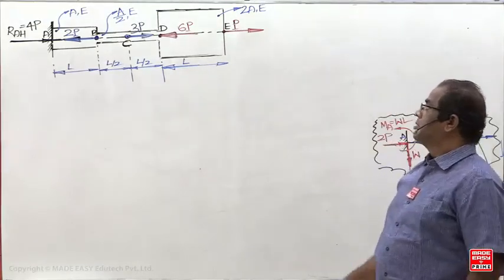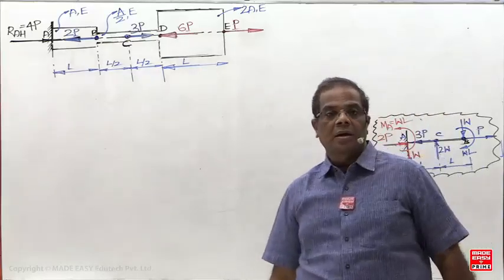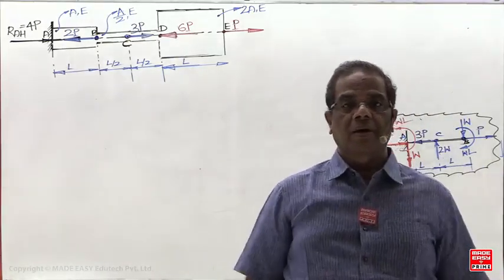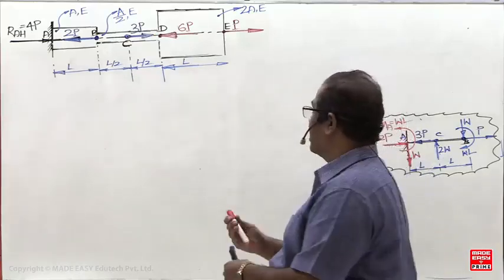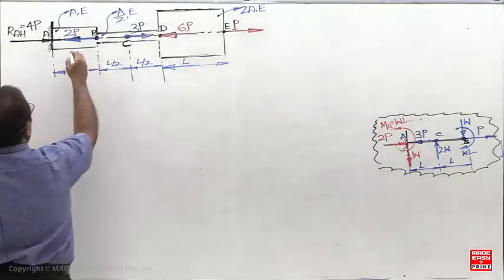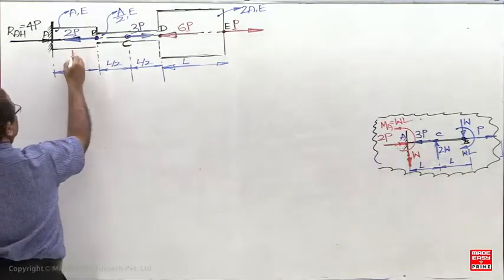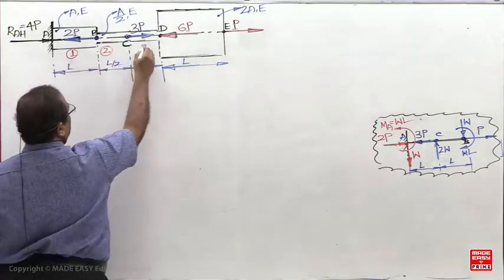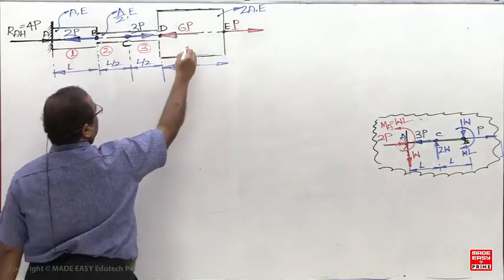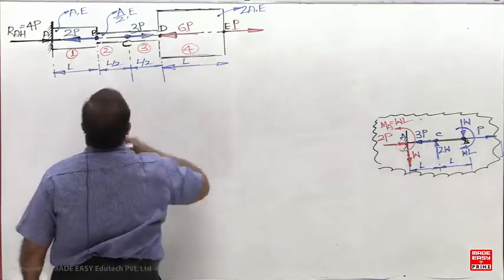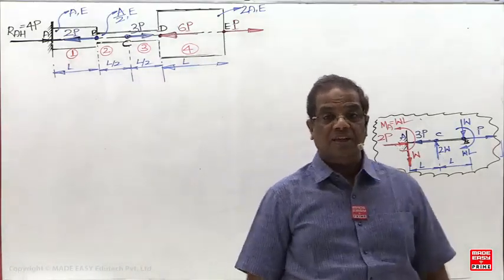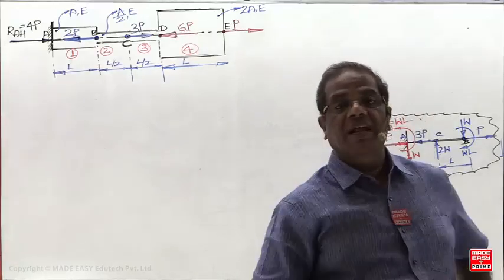Now, how many sections do I have to take? Four sections. It should be treated as how many members? AB is the first member, then the second member, the third member, and the fourth member. So if I go for the section method, 4 sections are required.